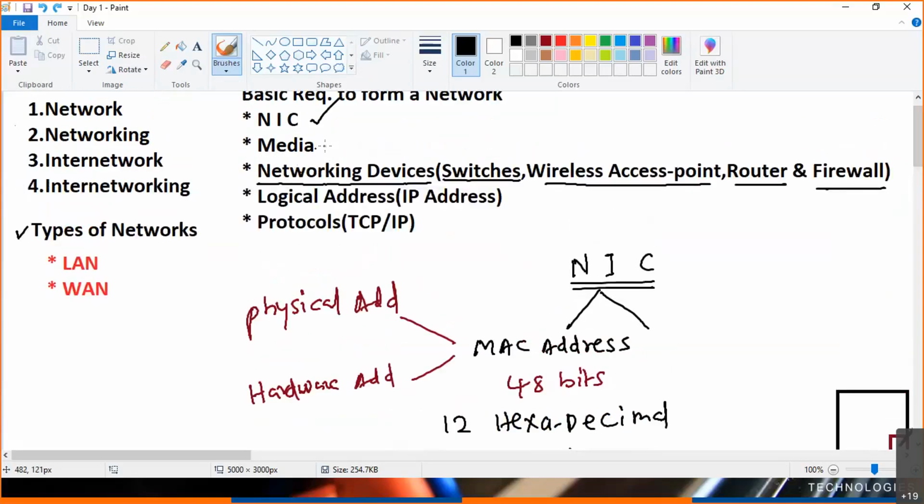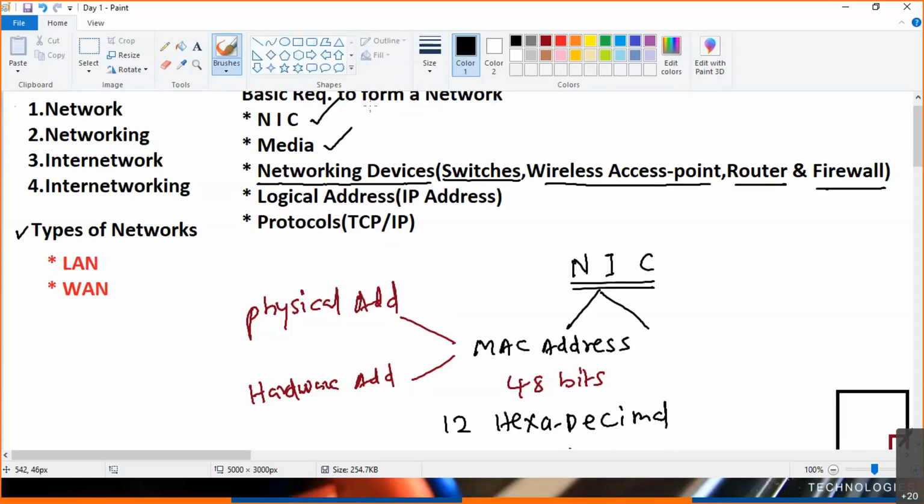Then media: guided, unguided, wired, wireless, coaxial, twisted pair, optical fiber cable. Most commonly used is twisted pair, like RJ11 and RJ45. RJ11 is for telephone lines, RJ45 for local networks. In RJ45, you have different categories, Cat5, 5E, Cat6. In RJ45, we have straight cable, cross cable, and rollover cable.